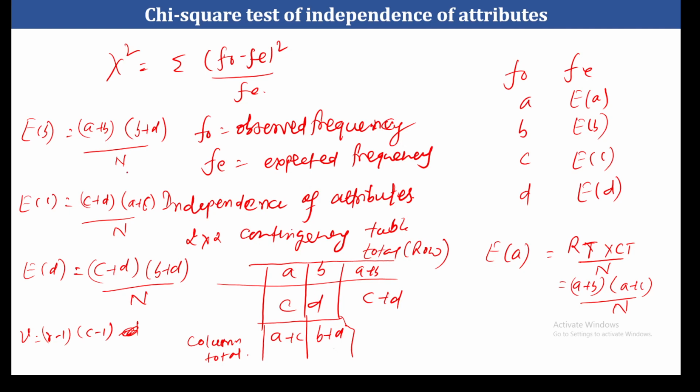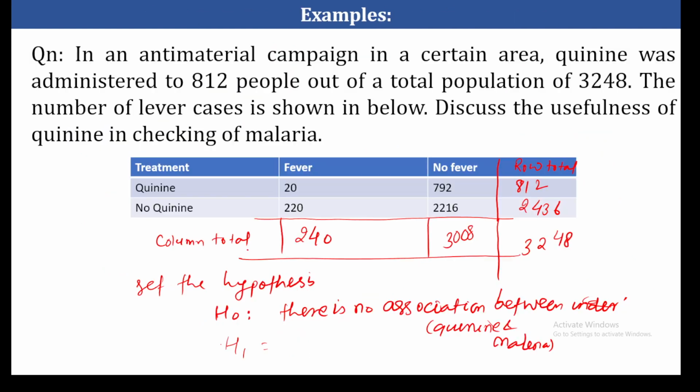With this, for A, what will it be? A plus B, and then A plus C, divided by the total number n. For expected of B, it is A plus B, then B plus D, by n. For C, it is C plus D times A plus C, by n. For D, it is C plus D times B plus D, by n. Then if you compute that, you will get the chi-square value. From the chi-square table, we can get the answer.